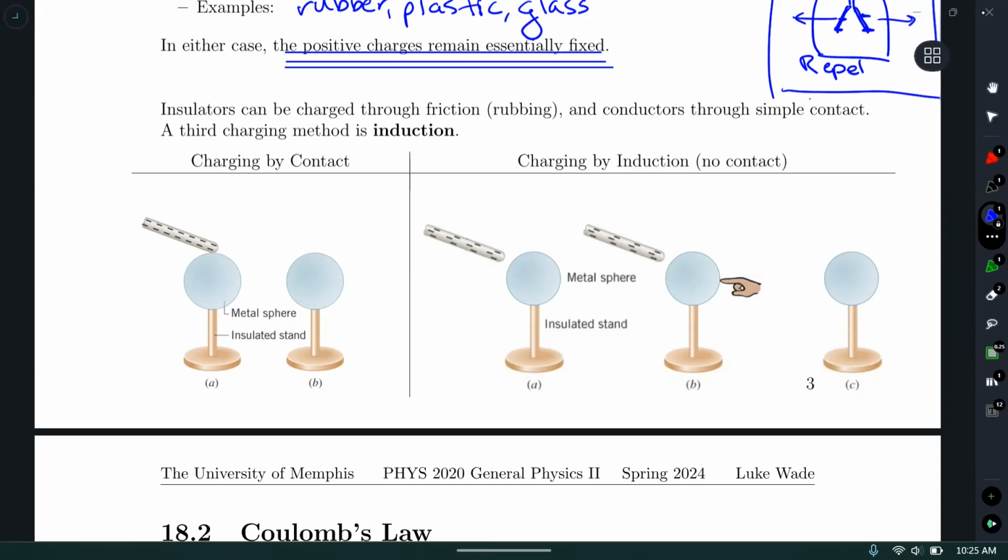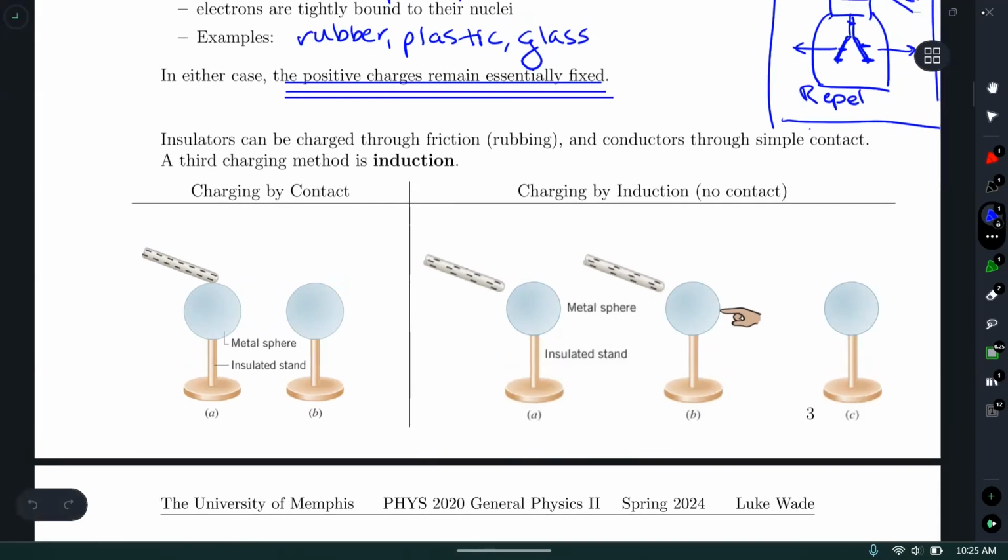Okay. Yeah, that is close. Most of that was correct. The one thing I'll correct on is that the positive charges did not get any closer because they can't move. They're the things that stay fixed, but the electrons do.